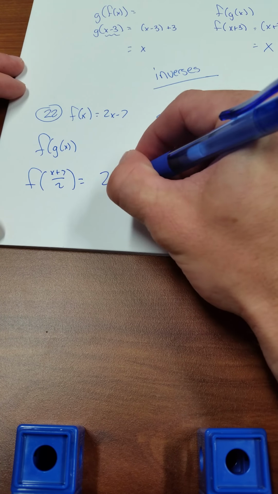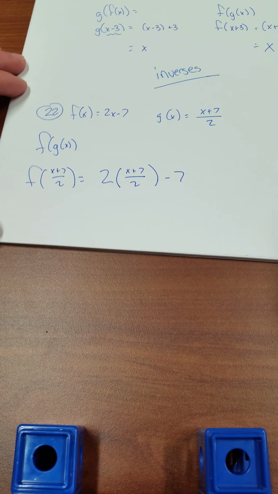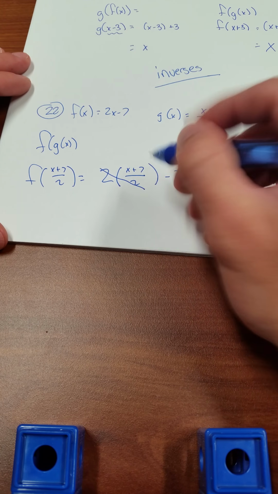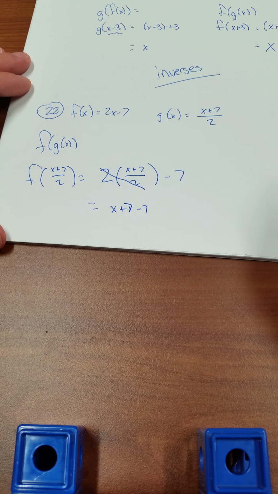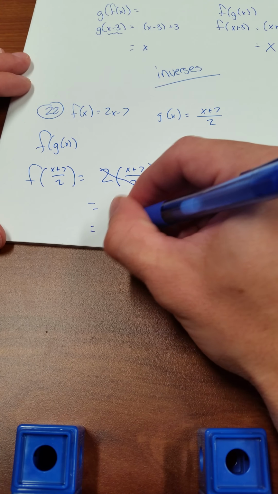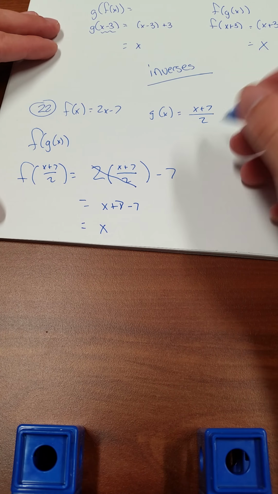So this is 2 times x plus 7 divided by 2 minus 7. Well, the 2's cancel. So now I'm left with x plus 7 minus 7. 7 minus 7 cancels, so that's just x. So it works one way, but you have to show that it works the other.